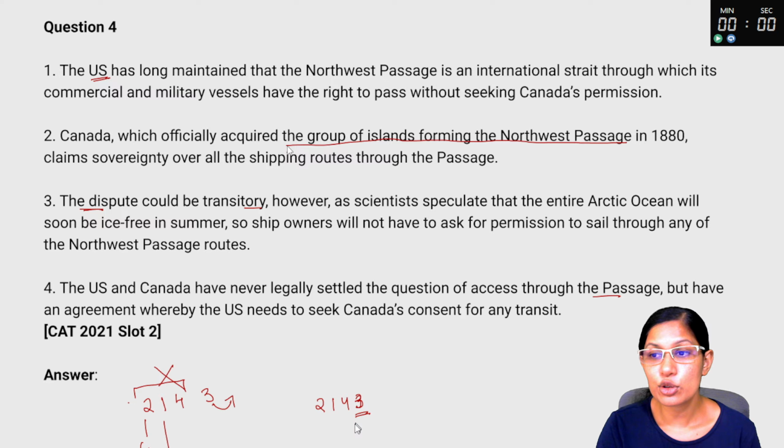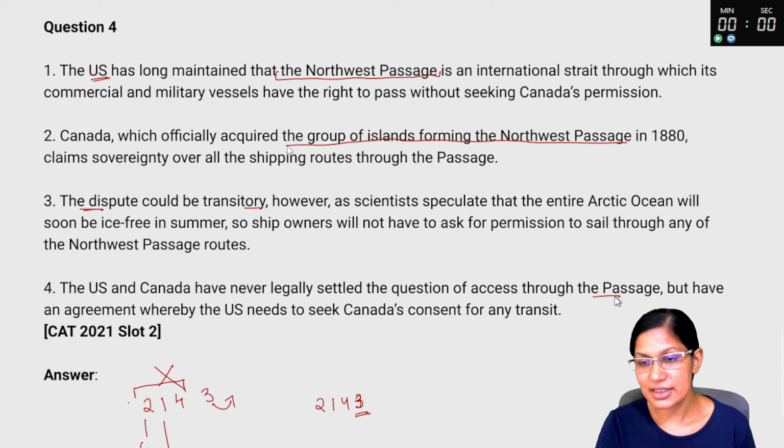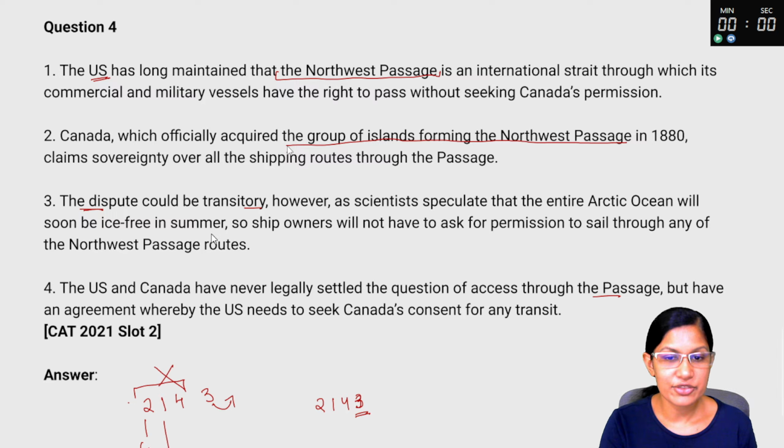Quickly, why is 2 the first sentence? So 2 is where we get an understanding of what this Northwest Passage is, the group of islands that form the Northwest Passage. Only after the Northwest Passage is explained can we have any dispute. Here we are obviously speaking about dispute, and dispute itself is in 2, 1, so that has to come before 3.